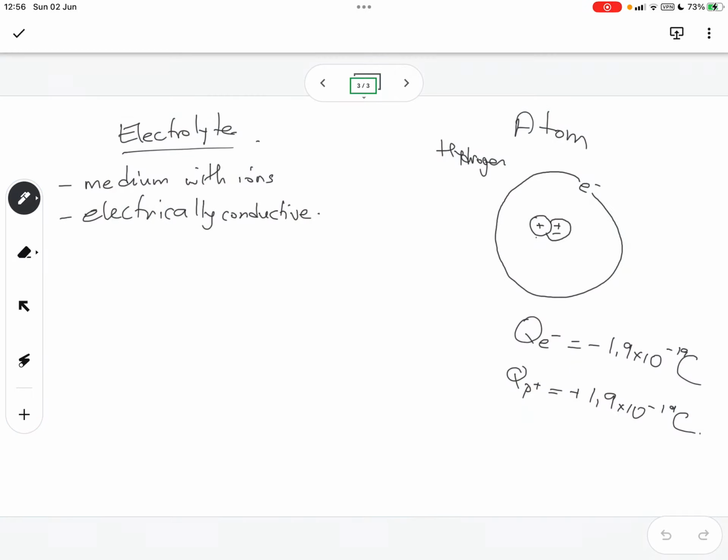Let's look at it. Okay, so we're still explaining electrolytes, right? So polar, they said what? Polar solvent. A solvent is a substance that you use to dissolve other substances in. Alright?